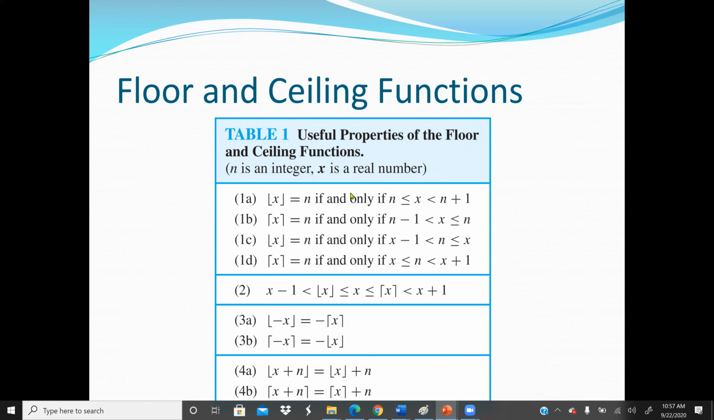And these are some of the useful properties of the floor and ceiling functions. The first one says that floor of x equals n means x is greater than or equal to n and less than n plus 1. And then it's also the same for n minus 1: x is less than n plus 1 and greater than or equal to x also.